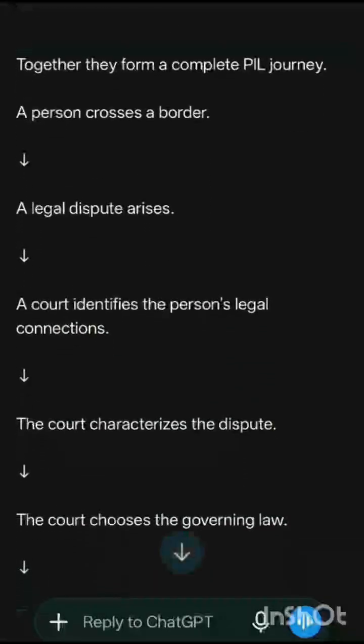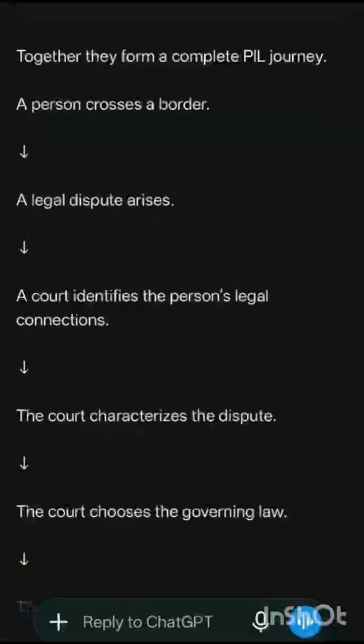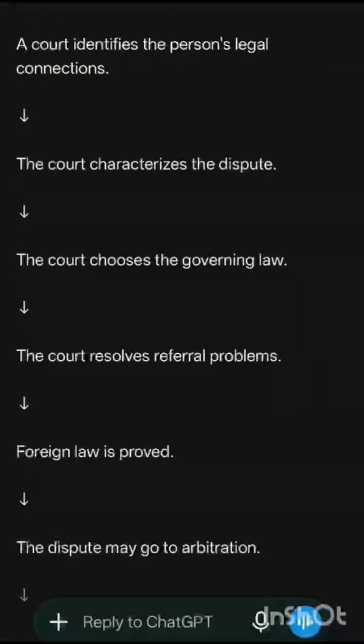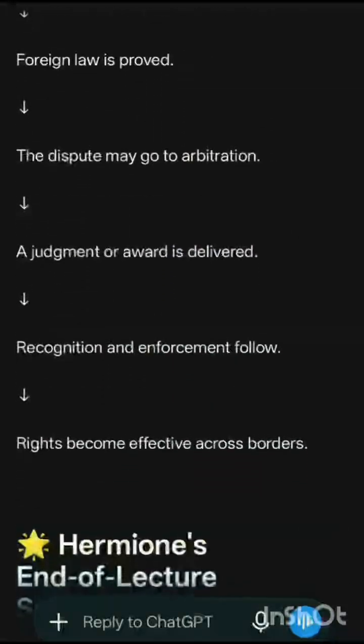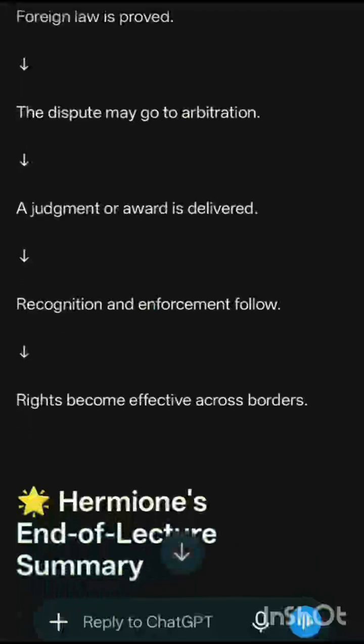A person crosses a border, a legal dispute arises. A court identifies the person's legal connections. The court characterizes the dispute. The court chooses the governing law. The court resolves referral problems. Foreign law is proved. The dispute may go to arbitration. A judgment or award is delivered. Recognition and enforcement follow. Rights become effective across borders.